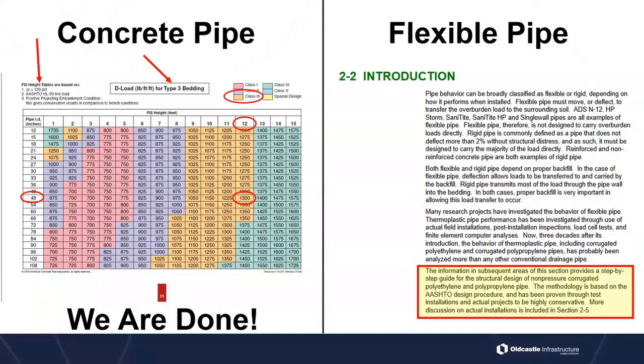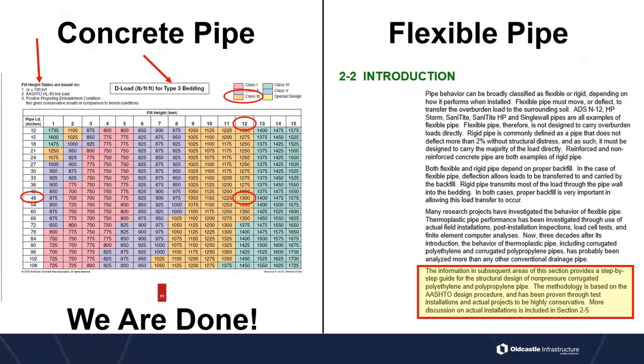Here's another note on the introduction there. The information in subsequent areas of this section provides a step-by-step guide for the structural design of non-pressure corrugated polyethylene and polypropylene pipe. The methodology is based on the AASHTO design procedure and has been proven through test installations and actual projects to be highly conservative. More discussion on actual installations is included in section 2-5.